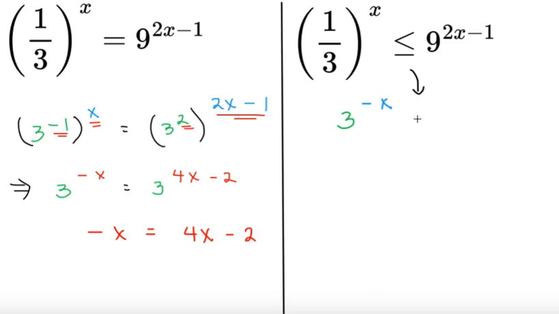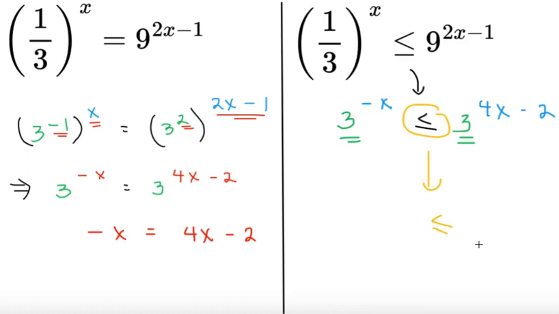Again, just copy the inequality symbol for now. And then this part, as we got in the previous video, is equal to 3 raised to 4x minus 2. Now we're going to do the decision again. The base is 3, so the base is greater than 1. We're going to retain the symbol, so it's going to be less than or equal to.